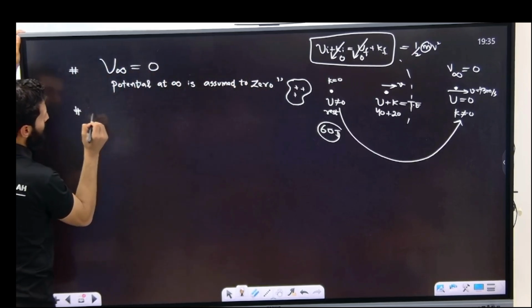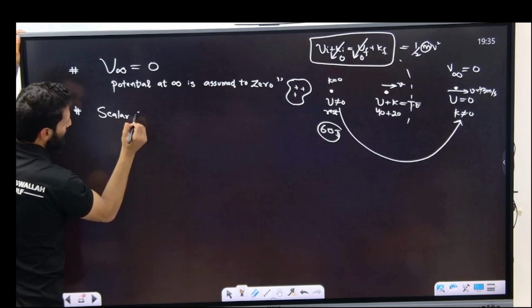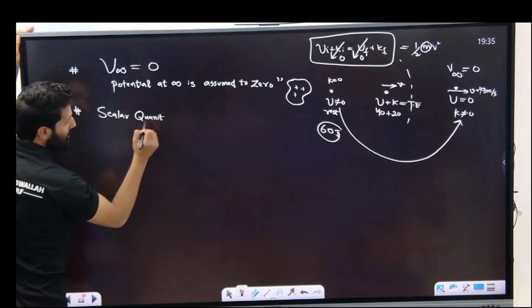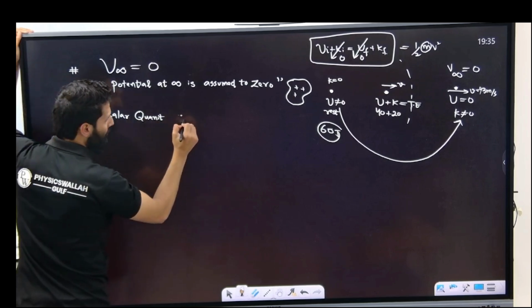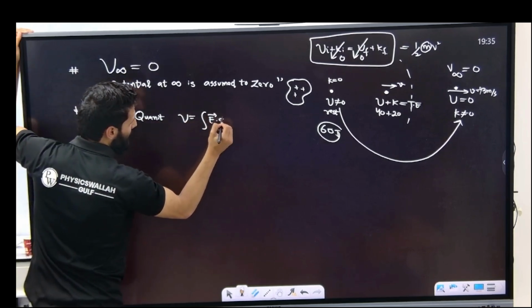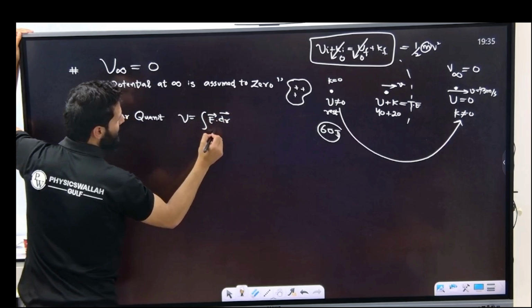Second point: potential is a scalar quantity. How do we know it's a scalar quantity? Because it's the dot product of E dot dr. Since it's a dot product, definitely it will be a scalar quantity.